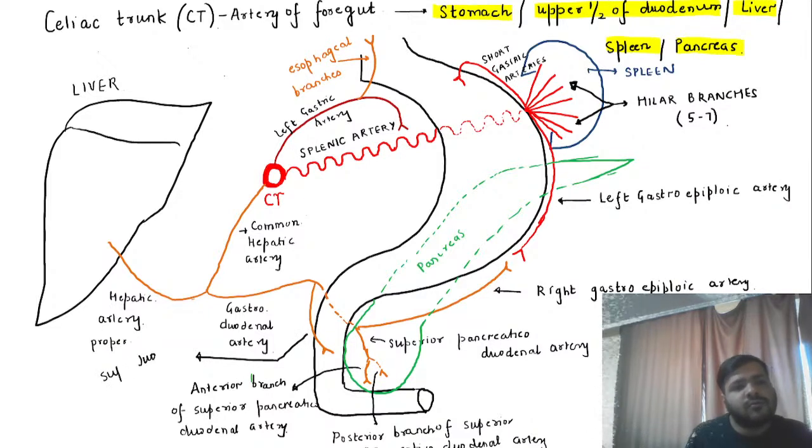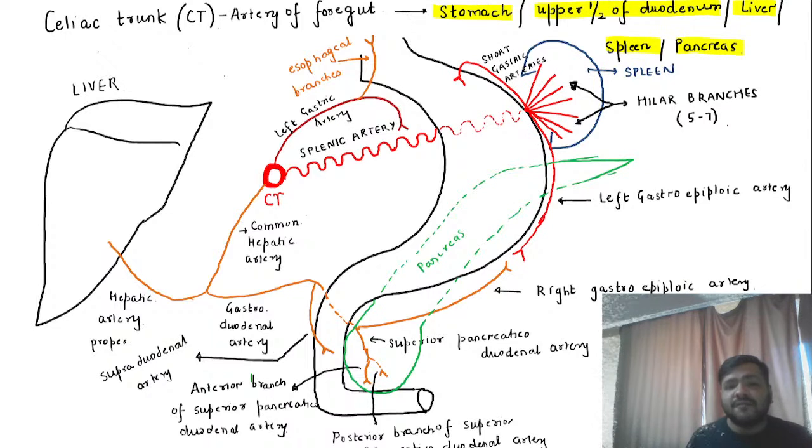Supraduodenal artery. Now, if I ask you, the supraduodenal artery is a branch of the gastroduodenal artery. The gastroduodenal artery goes backward and bifurcates into two. One is supplying the greater curvature, that is the right gastroepiploic artery, and one is the superior pancreaticoduodenal artery. Apart from that, it is supplying the pancreas and the stomach.